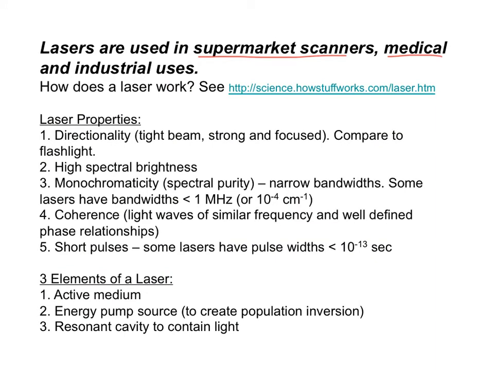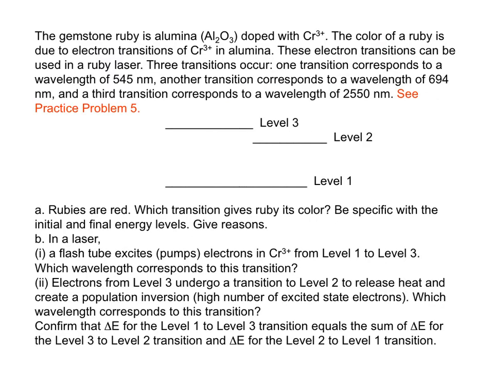Lasers have many uses. Here are some laser properties and the things that are needed to make a laser work. Rubies are red, and rubies can be used to make a red laser. The red color is due to chromium 3+ ion in alumina. This is a good practice problem, so stop the video and answer these questions.